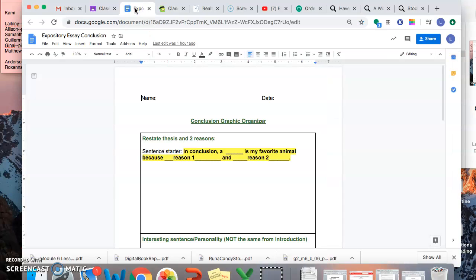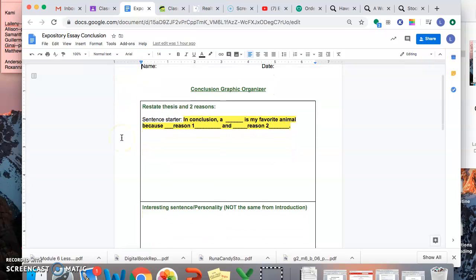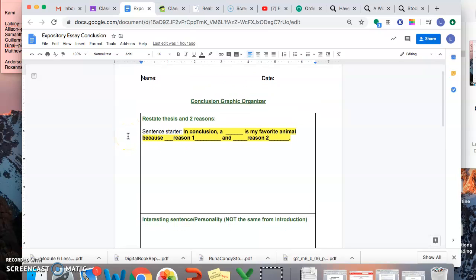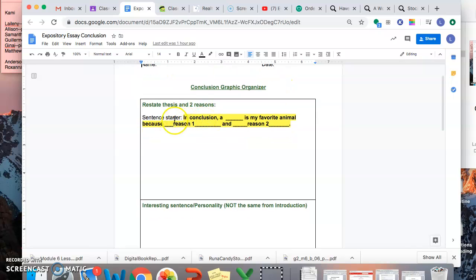So I'm going to come right into it. Remember, you already know that our conclusion is very short and to the point. That's what it's supposed to be. So the very first thing after you type your name and date is you're going to come here and we have to restate our thesis, which was our answer to our prompt that we talked about in our intro. And then we need to put our 2 reasons, which is where you're getting them from your body paragraphs.